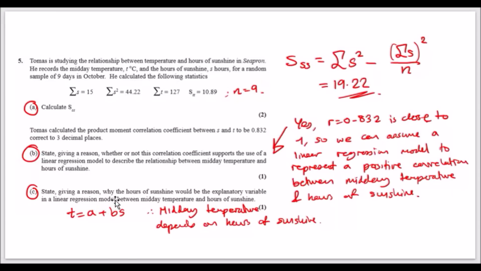Now C, state, giving a reason, why the hours of sunshine would be the explanatory variable. The explanatory variable is always the X term, the X value in the Y equals A plus BX model. It's the variable that another variable depends on. So S is the explanatory variable, so instead of X we can put S there, so it'll be T equals A plus BS. The reason is that the midday temperature depends on the number of hours of sunshine and not the other way around. That's kind of why they suggest it. If you didn't know, you would always just say because T depends on S, or Y depends on X. This is just the standard way, but the temperature in this case will have to depend on how the hours of sunshine are moving.